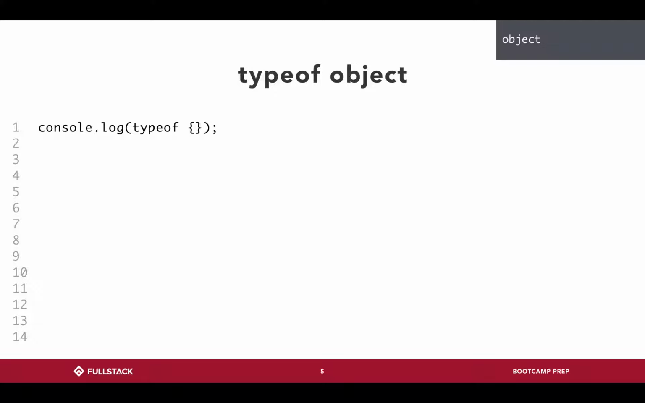Julia. Are there other kinds of objects besides arrays and objects? Functions. Functions are objects, I think. Alex, are functions objects? Yeah. Okay.